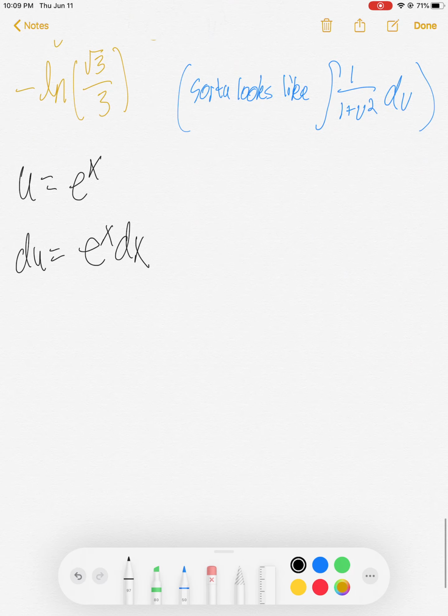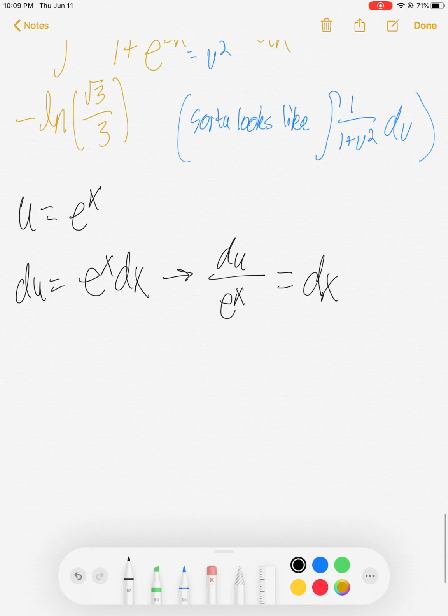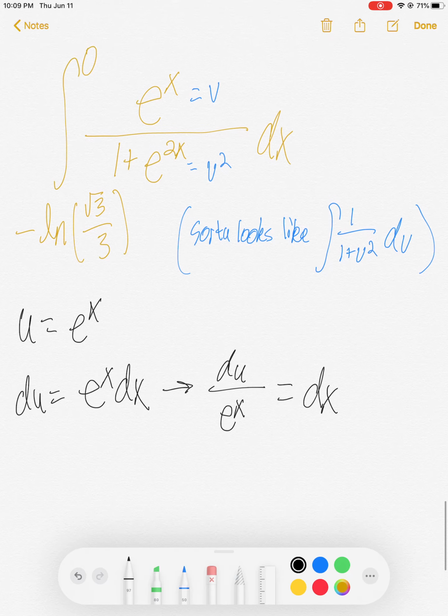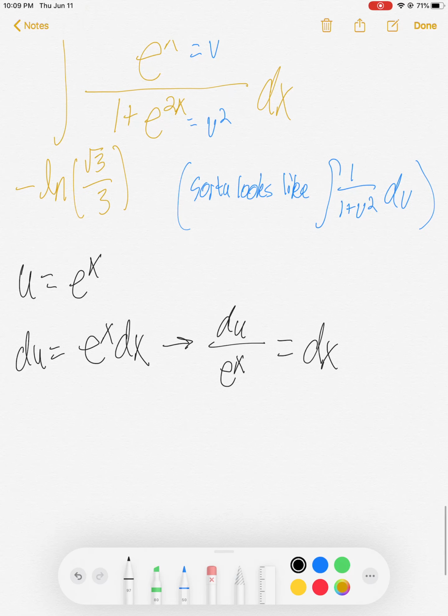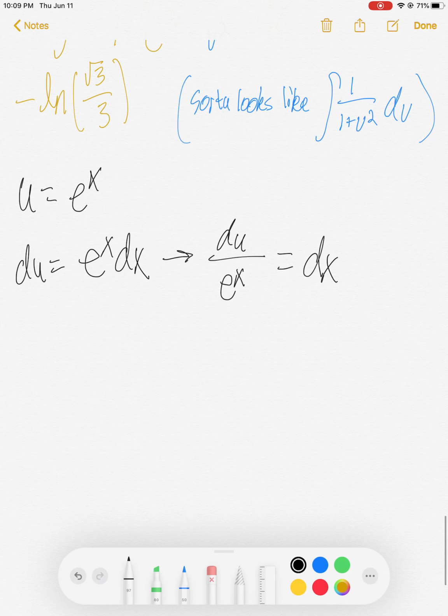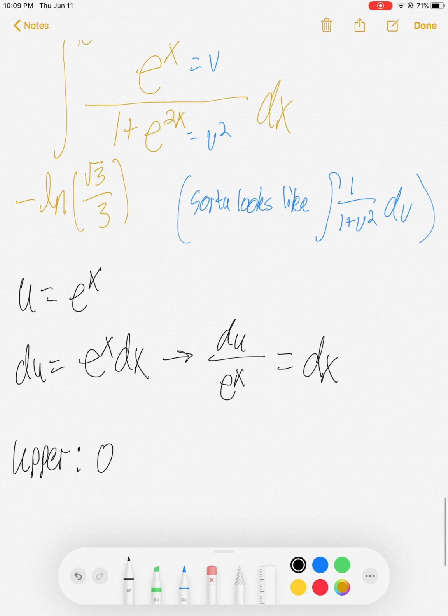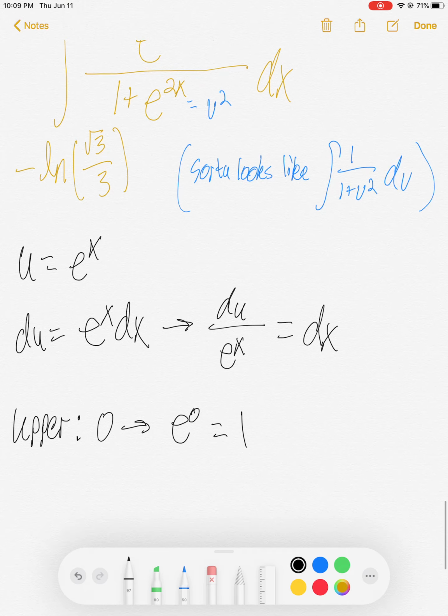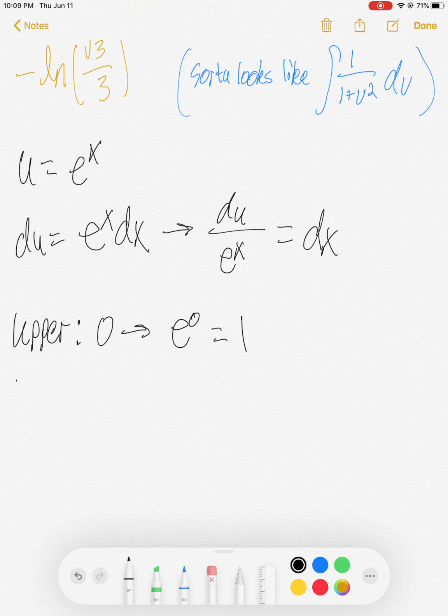So it would be great if I could get something in this form. So that's what motivates my choice of u here. And as you may have guessed, I'm going to let u be e to the x. So then du is going to be e to the x dx, right? The derivative of e to the x is just e to the x. And I'm actually going to rewrite the second equation as du over e to the x equals dx.